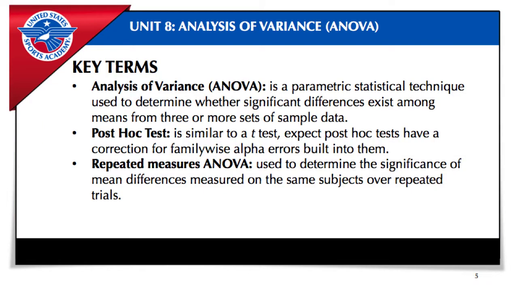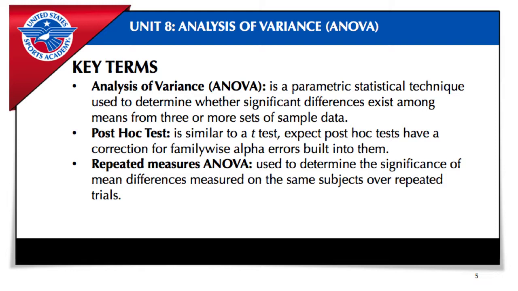Analysis of variance is a parametric statistical technique used to determine whether significant differences exist among means from 3 or more sets of data. In a t-test, the differences between the means of 2 groups are compared. Analysis of variance examines differences between the means of 3 or more groups by comparing the variability between the group means. Post hoc tests are also covered in this unit.